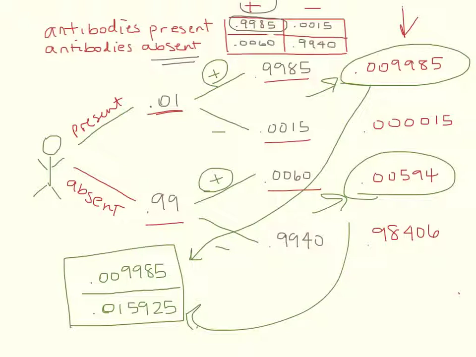Let me grab another color that I haven't used, bright blue, to set it apart. When we divide that, we get 0.627. That's the probability that a person actually has the antibodies present given that they had a positive test.